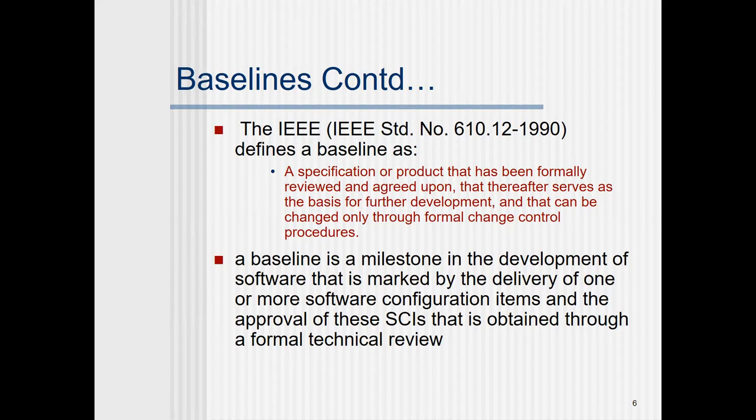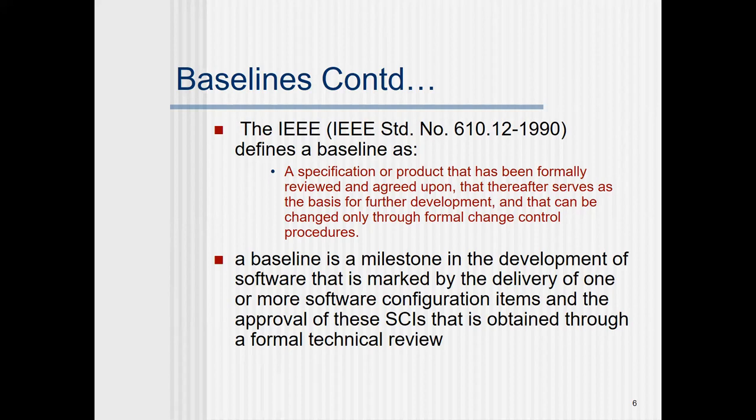A baseline is a milestone in the development of the software that is marked by the delivery of one or more software configuration items and the approval of these software configuration items. SCI is called software configuration items. The approval of these SCIs is obtained through a formal technical review. So baseline is a milestone in the development of the software that is marked by the delivery of one or more SCIs. Okay, so what is the change that has happened?